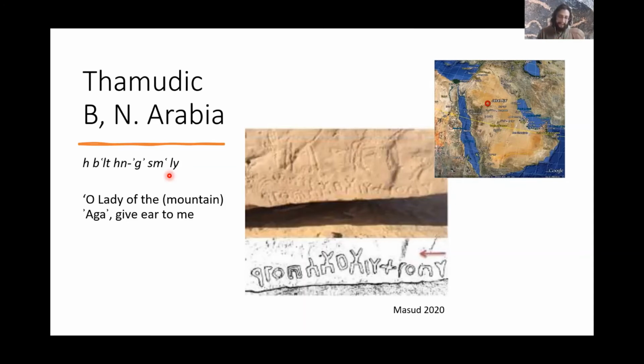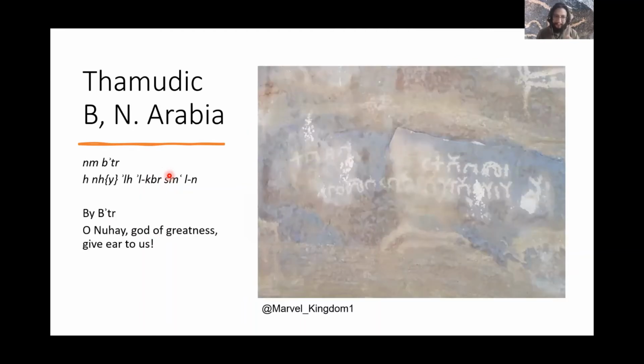Now, this is where the story gets very complicated. We'll look at another Thamudic B text from North Arabia, not very far away. Same script, same prayer, but the article form is different. This is by a person named Bi'attar. Ha Nuhai, this is another deity, O Nuhai. Ilah al-Kabir, or Ilah al-Kubr, God of greatness. Sma' lana.